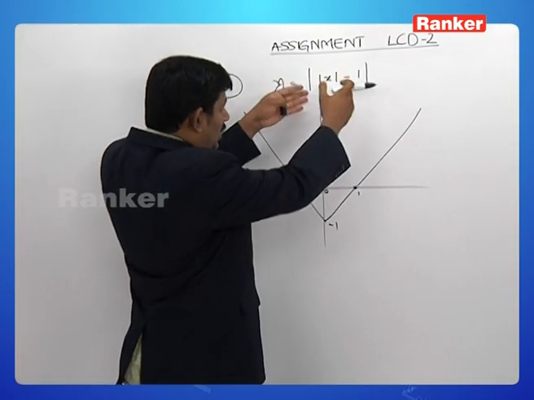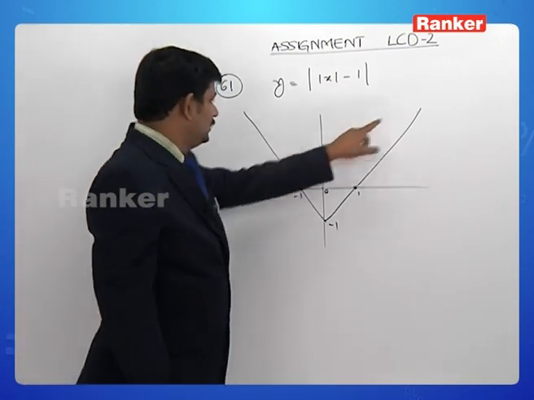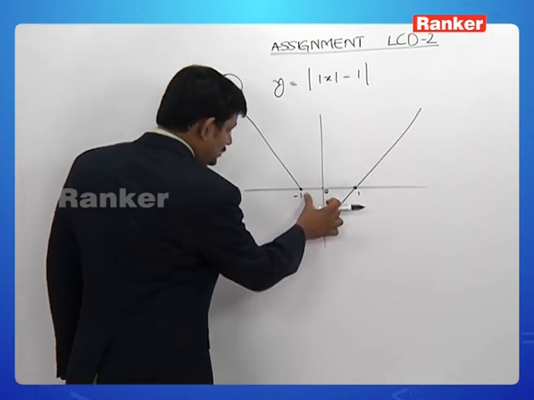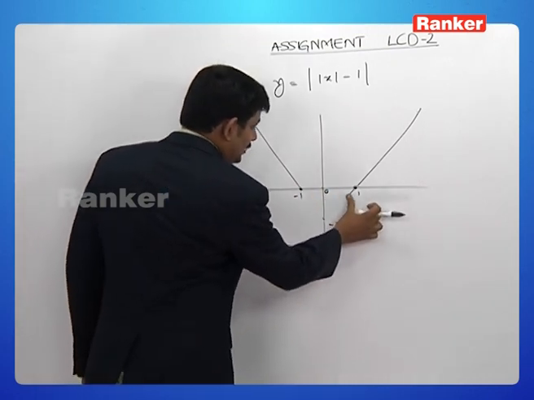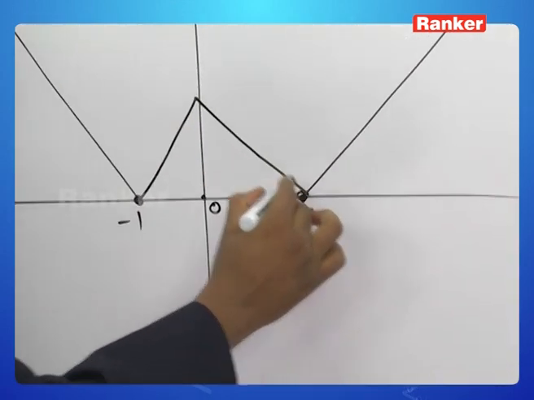On this we are putting mod. So whenever the function is positive, it remains the same, and whenever the function is negative, that is below the x axis, it becomes minus of this. So this gets inverted, and this is how our function looks.